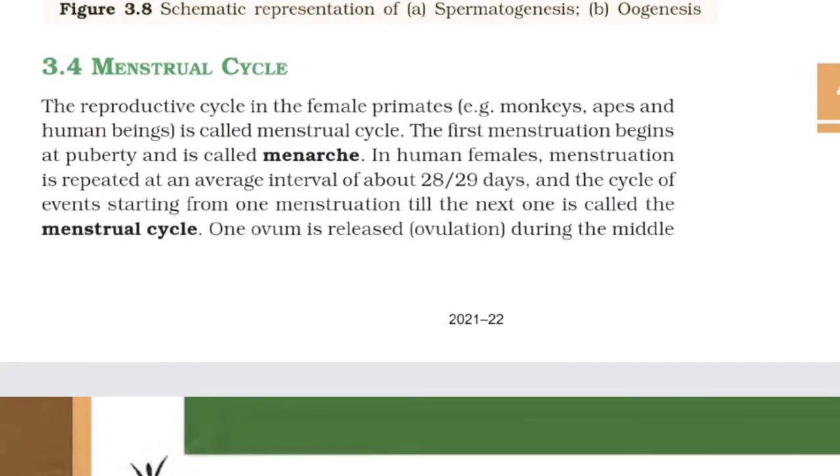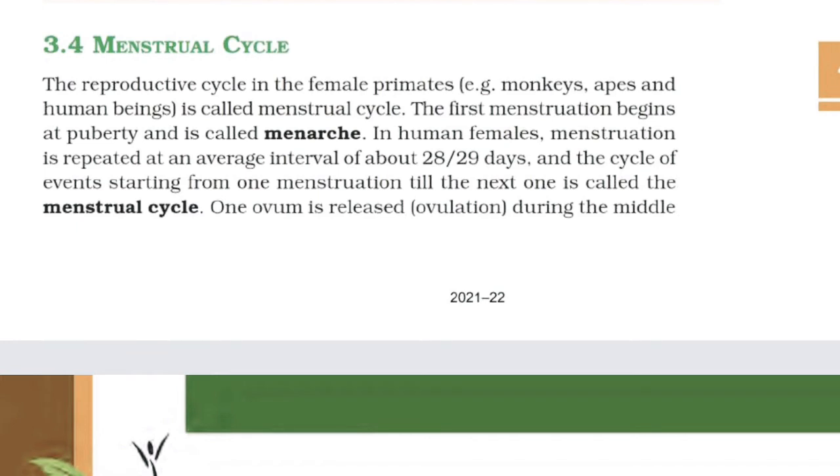The reproductive cycle in the female primates. एग्जाम्पल, प्राइमेट्स कौन है तो देखिए, मंकीज, एप्स एंड ह्यूमन बींग्स. इसको कॉल मेंस्ट्रुअल साइकिल. प्राइमेट में मेंस्ट्रुअल साइकिल होते हैं और बाकी में एस्ट्रस साइकिल. ओके, the first menstruation begins at puberty and is called menarche. In human females, menstruation is repeated at an average interval of about 28 to 29 days. And the cycle of events starting from one menstruation till the next one is called menstrual cycle.